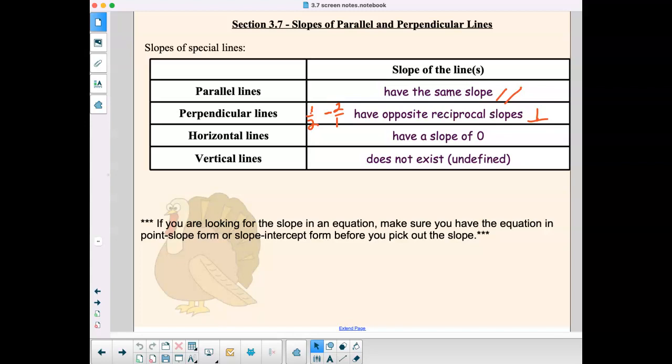If you're looking for the slope in an equation, make sure that you have the equation in a form that you can find the slope of. So for example, y equals 3x plus 4. We know the slope is the number next to the x, so it would be 3/1. But if there was, let's say, a 2 in front of the y, then the slope would not be 3/1. You would have to divide by the 2 first, and then the slope would be 3/2. So just make sure that you have it in a form that you can get the slope from before you get too carried away.